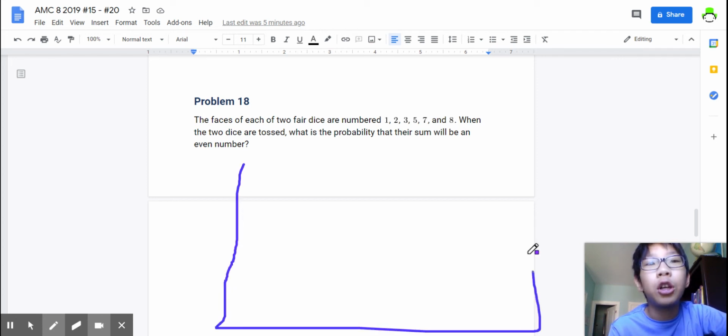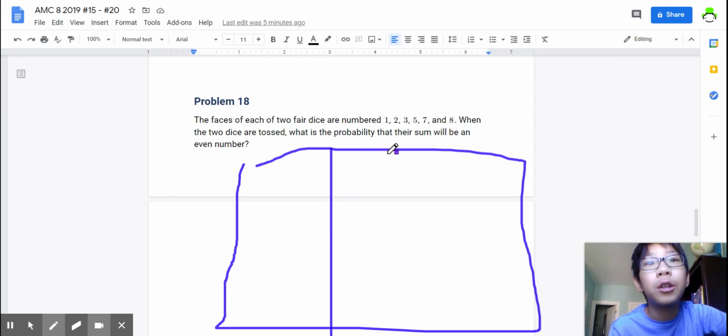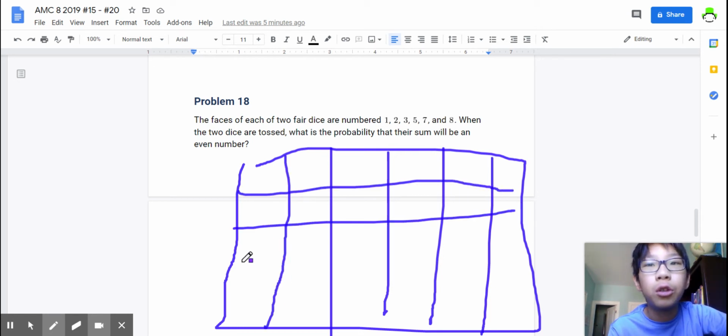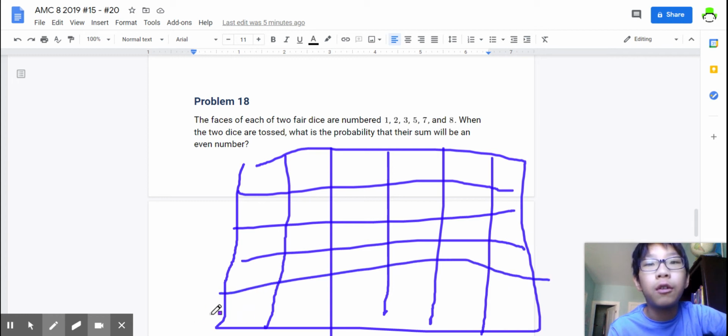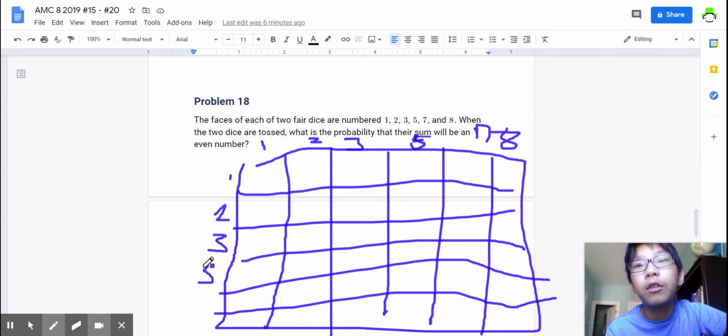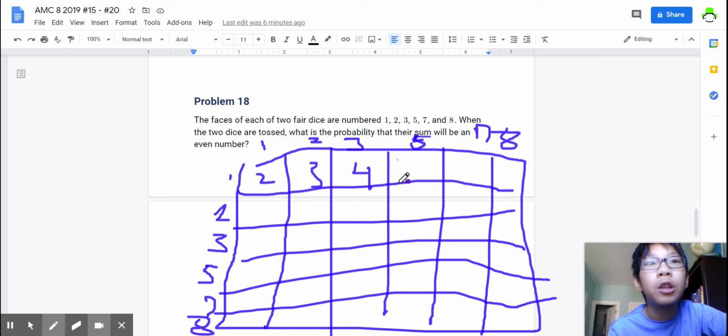So we can make a chart like this, and it's 1, 2, 3, 4, 5, 1, 2, 3, 4, 5. And we can say that this is 1, 2, 3, 5, 7, and 8. 1, 2, 3, 5, 7, and 8. And we can just add these. So 2, 3, 4, 6, 8, 9.